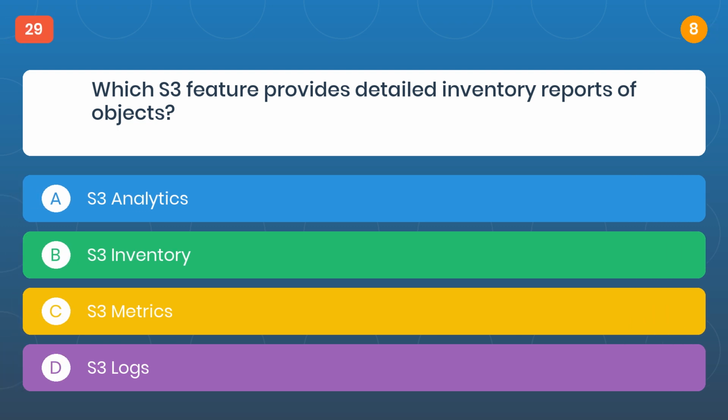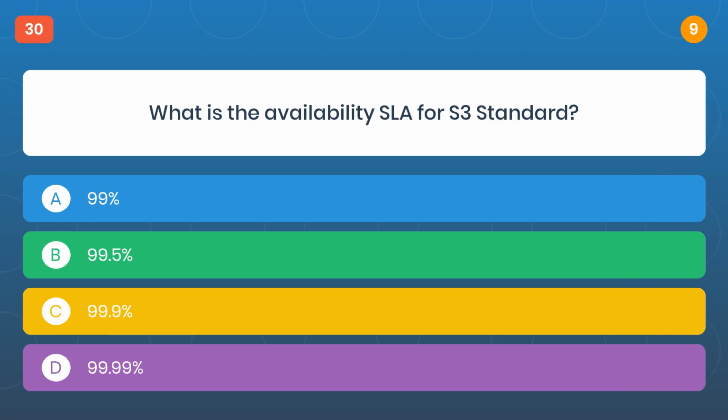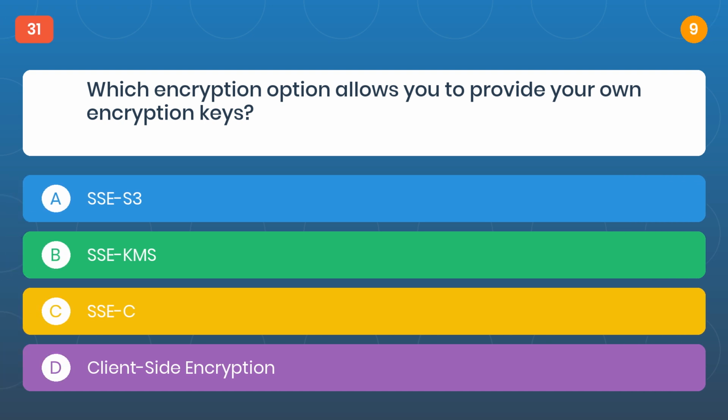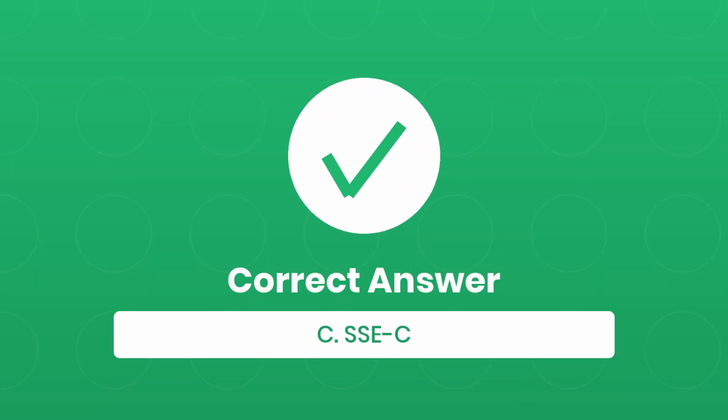Question 29. Which S3 feature provides detailed inventory reports of objects? The correct answer is B, S3 Inventory. Question 30. What is the availability SLA for S3 standard? The correct answer is C, 99.9%. Question 31. Which encryption option allows you to provide your own encryption keys? The correct answer is C, SSE-C.